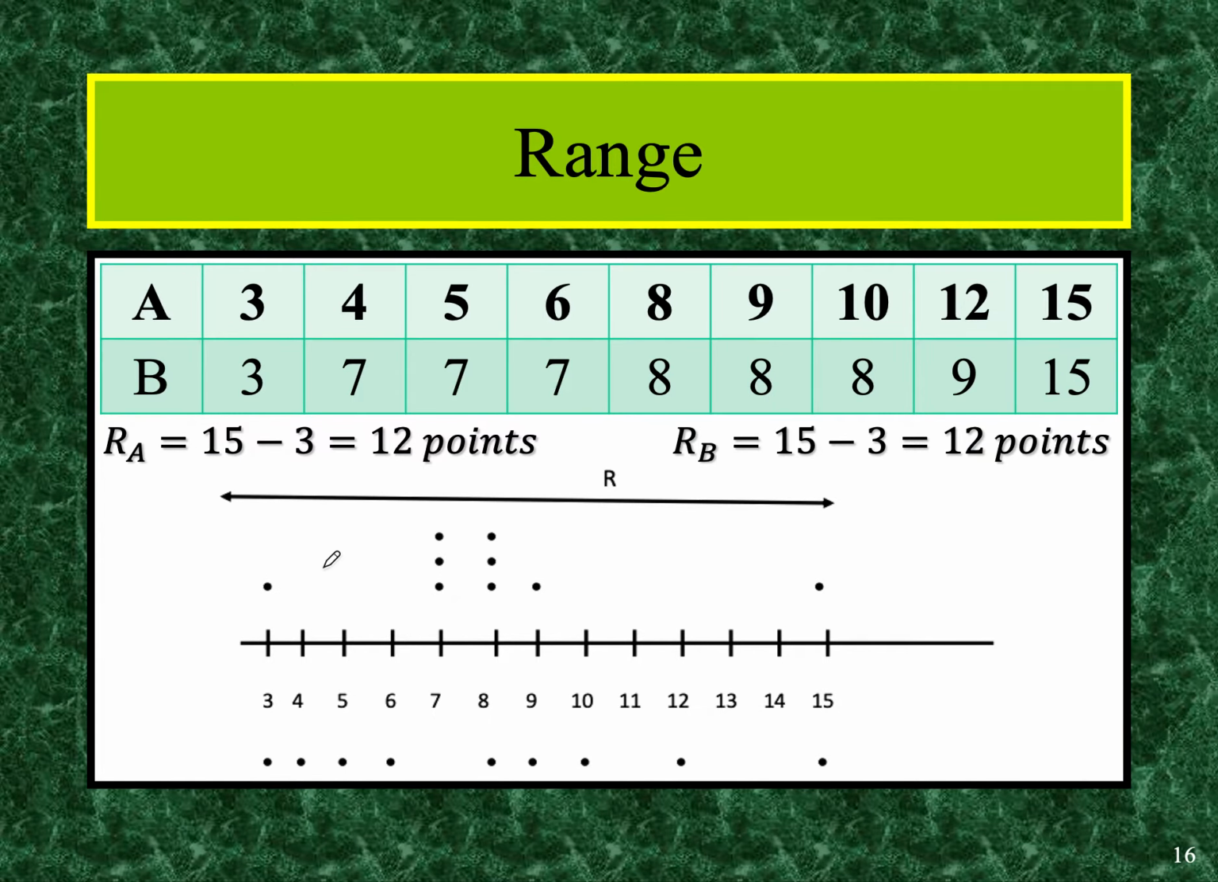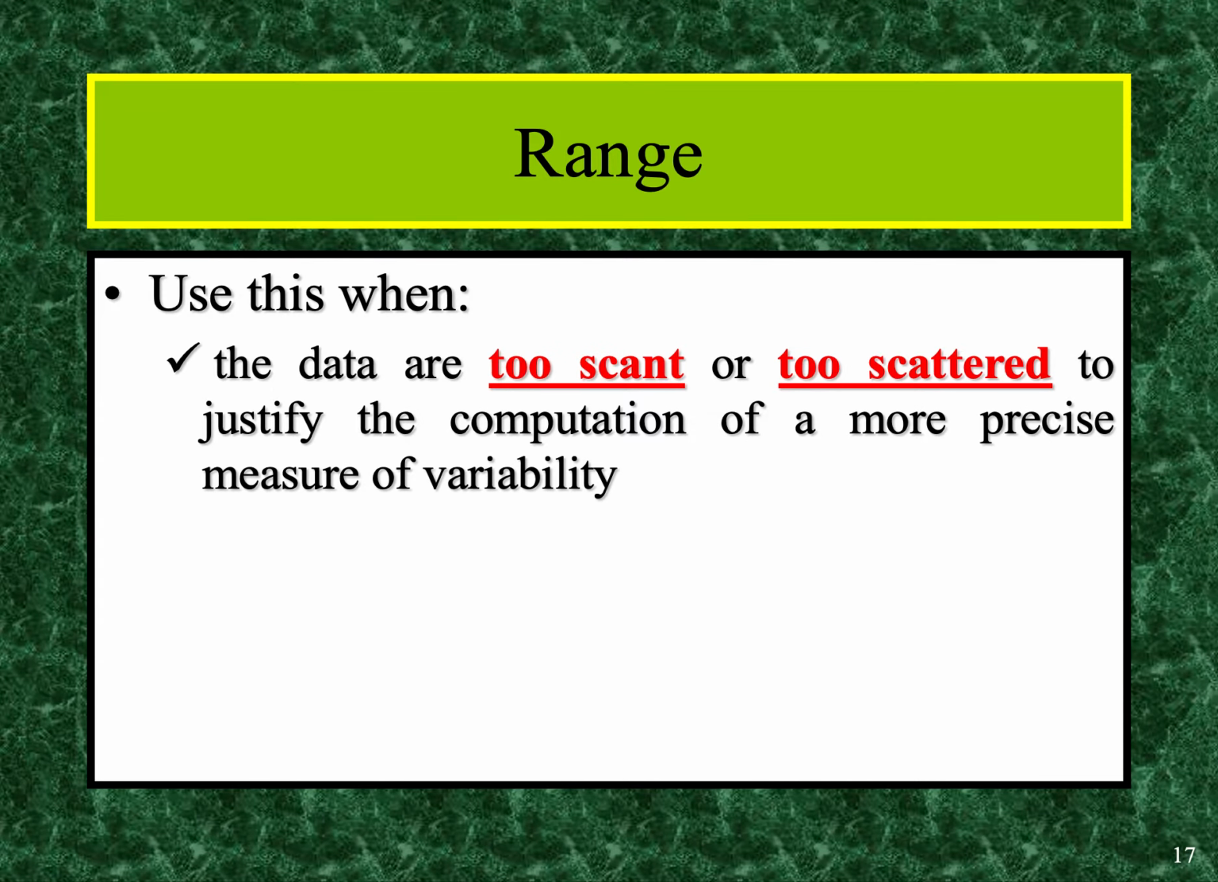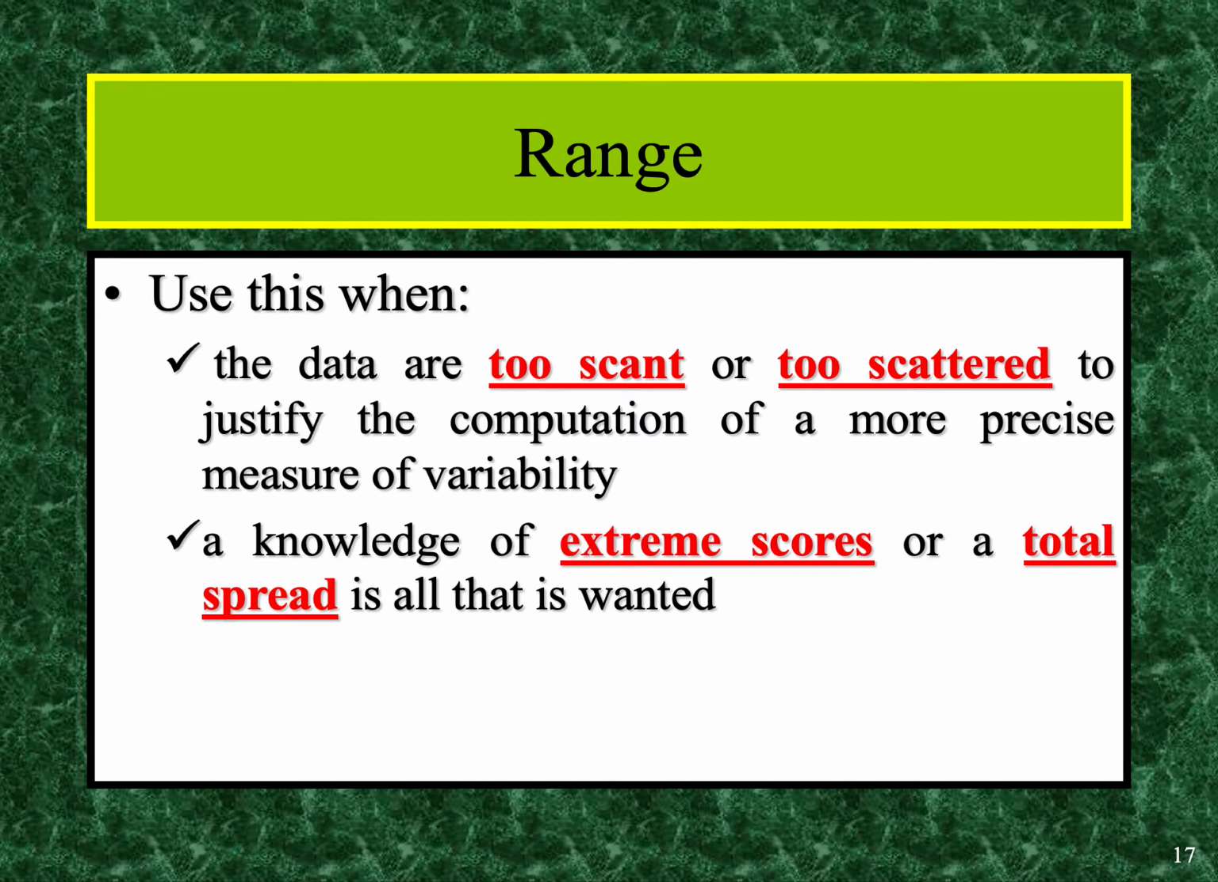We can see in the dot plot that it looks like this for set B, and this is set A over here. I think it's pretty clear that set A is pretty much spread out, and set B is lumped within this area. But the range does not give us adequate information about how that happened. So we can say that using the range is not that effective. We will only use the range when the data are too scant or too scattered to justify the computation of a more precise variation measure. And only if you want a knowledge of the extreme scores or a total spread is all you really want.